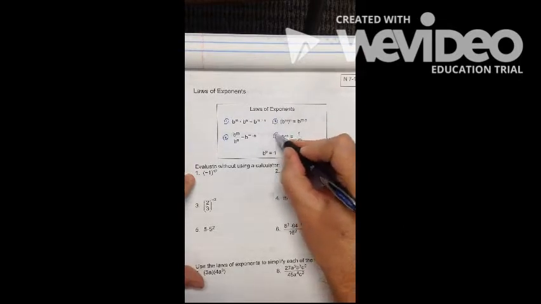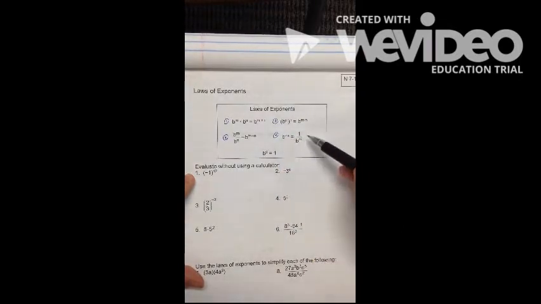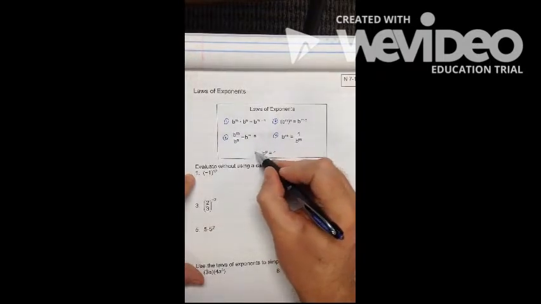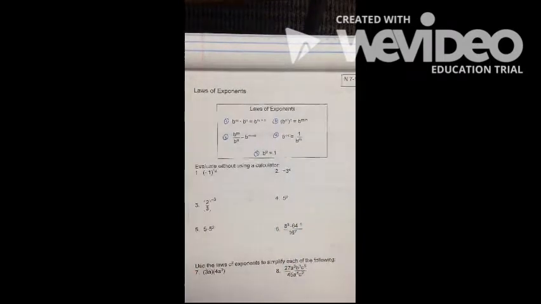The fourth one, b to the negative m is equal to 1 over b to the m power. We take the reciprocal and we make it into a positive exponent. And lastly, b to the 0 is equal to 1. Anything to the 0 power is equal to 1 except for 0 itself. Okay? So, jumping into 1 through 6 here, we're evaluating without a calculator.